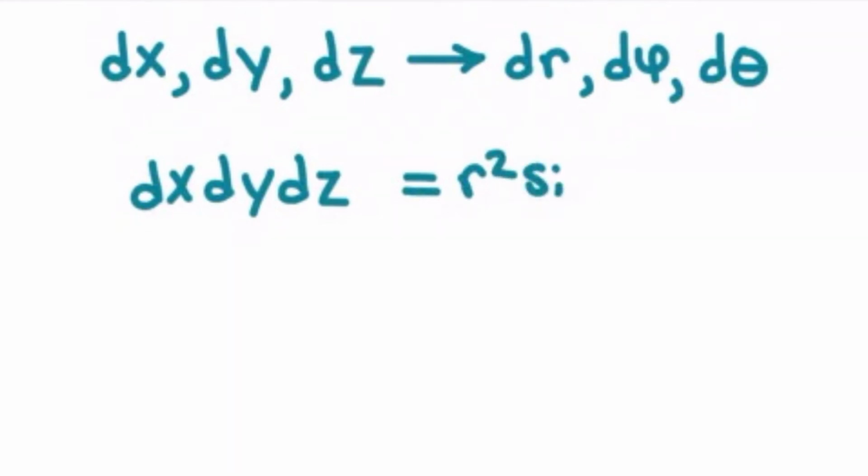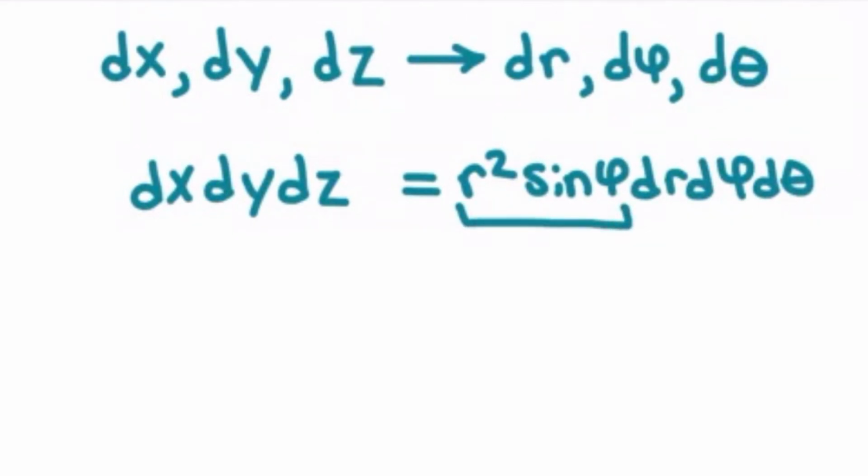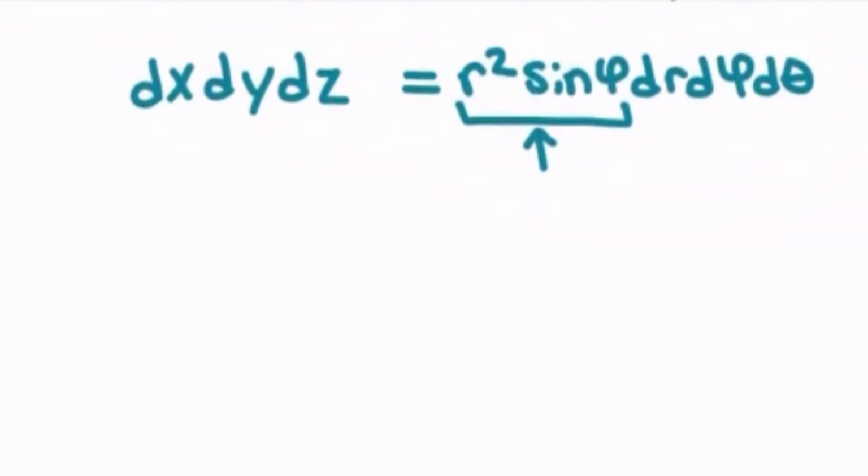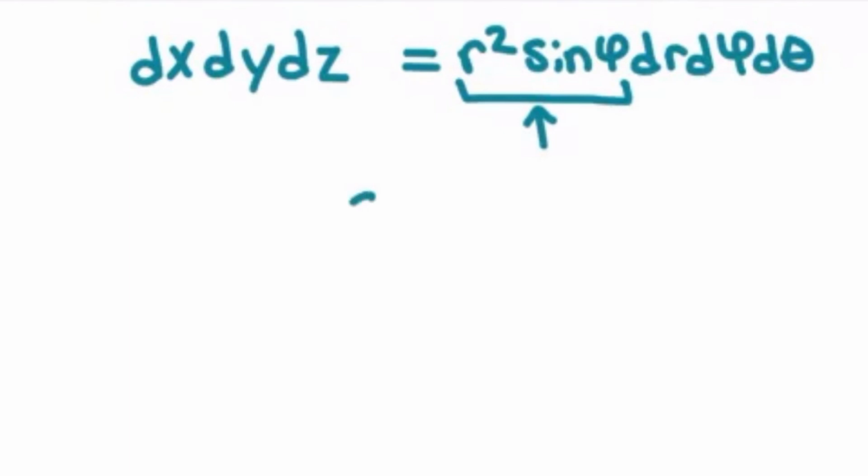But our factor is going to be r squared sine phi. So there it is, r squared sine phi. And then we'll have our dr, d phi, d theta. So if I multiply dx, dy, dz, I get r squared sine phi, dr, d phi, d theta. And so let's just take that for granted for the time being and see if it's actually true.